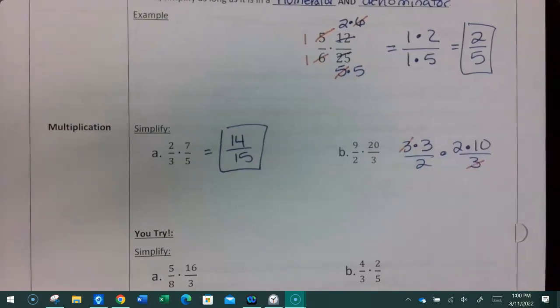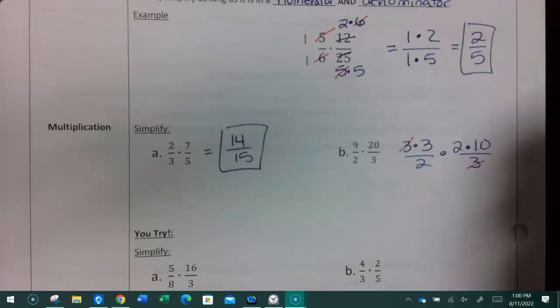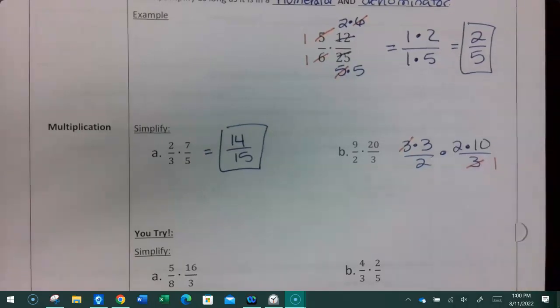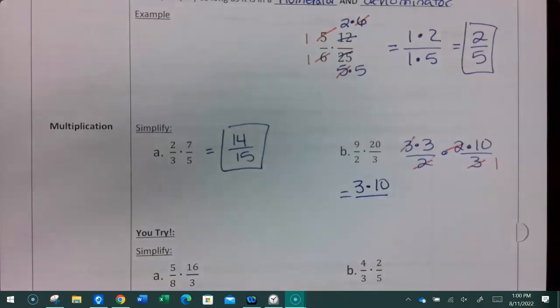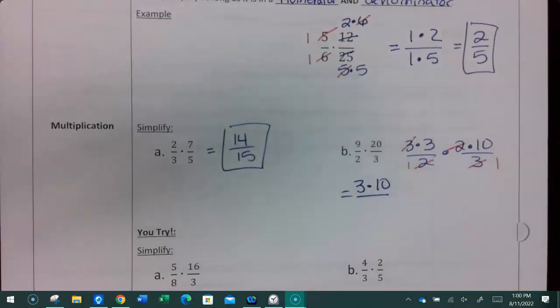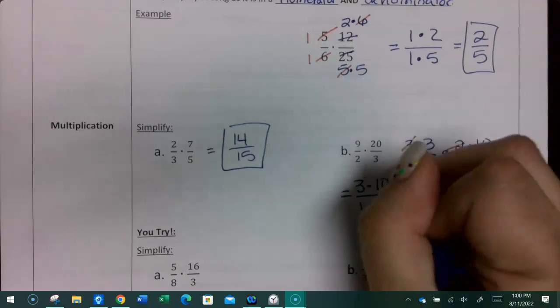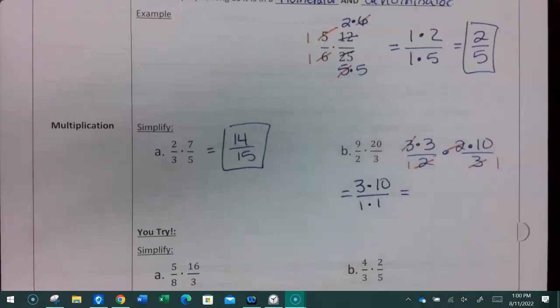Remember, I always want to cancel out in pairs. This bottom 3 I'm going to rewrite with a 1. What else? Is there anything else I can cancel out? The 2's. So that is going to leave me with 3 times 10 on the top. And what am I multiplying on the bottom? 1 and 1. Okay, so I get 30 on the top, and what do I get on the bottom? 1. Do I like writing it like that? How should I write it? Just 30.